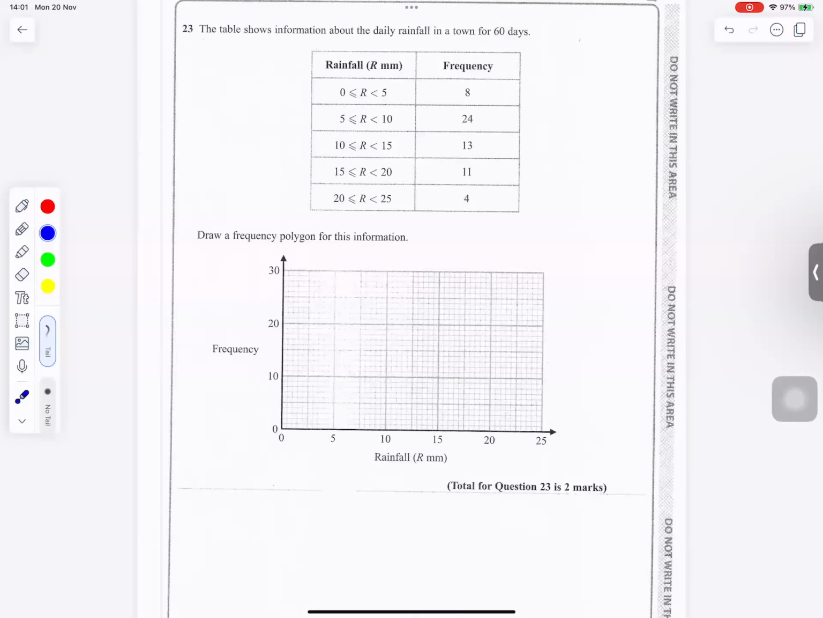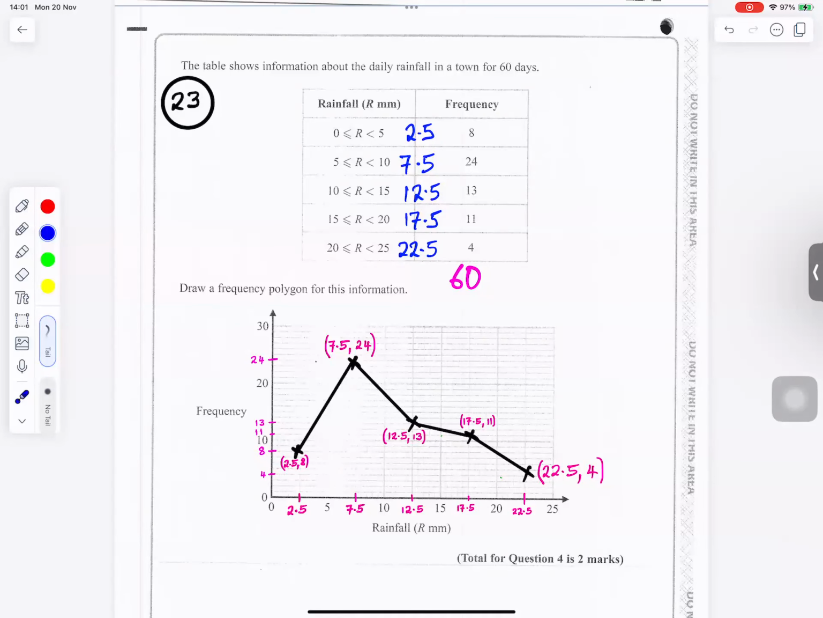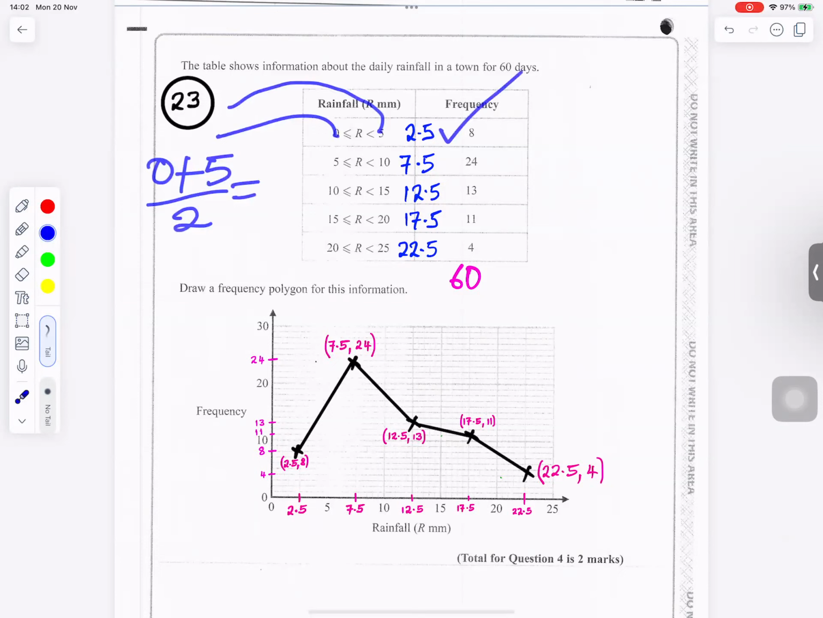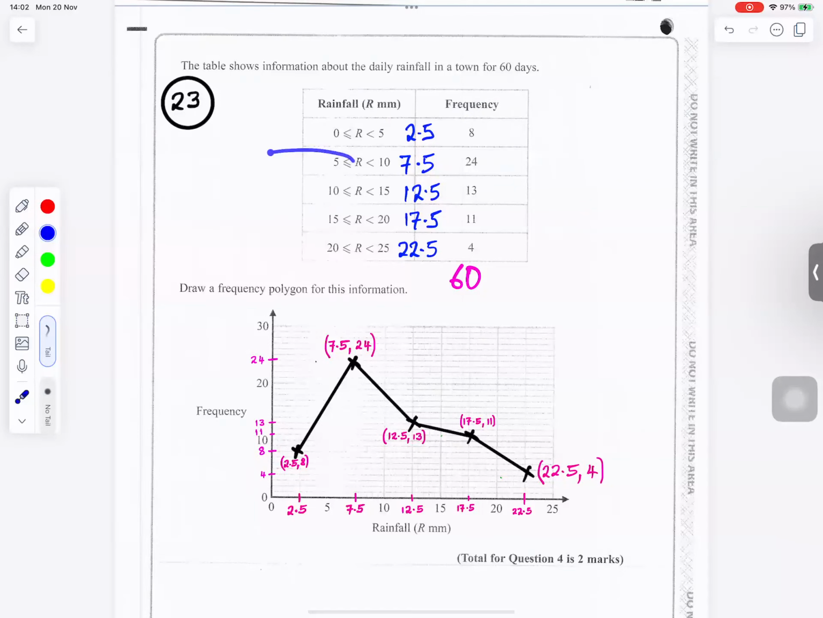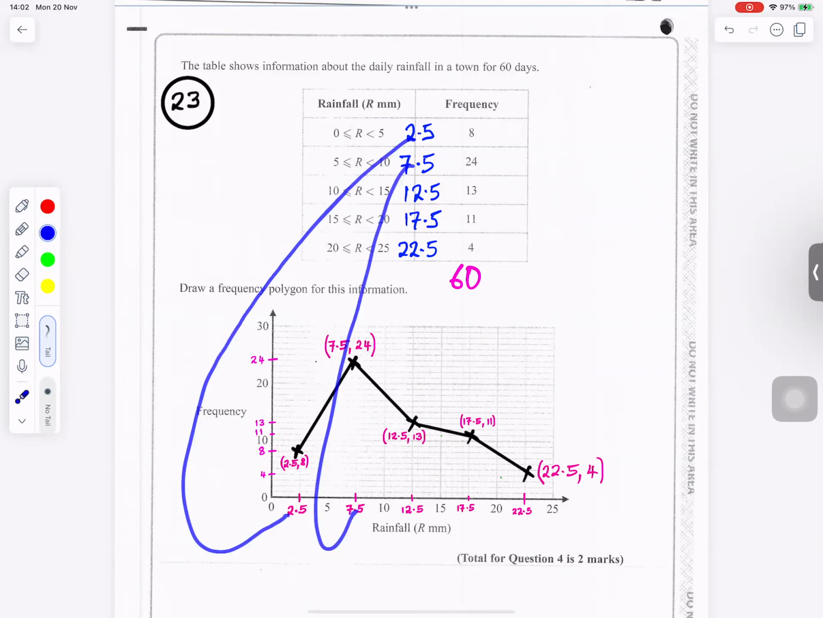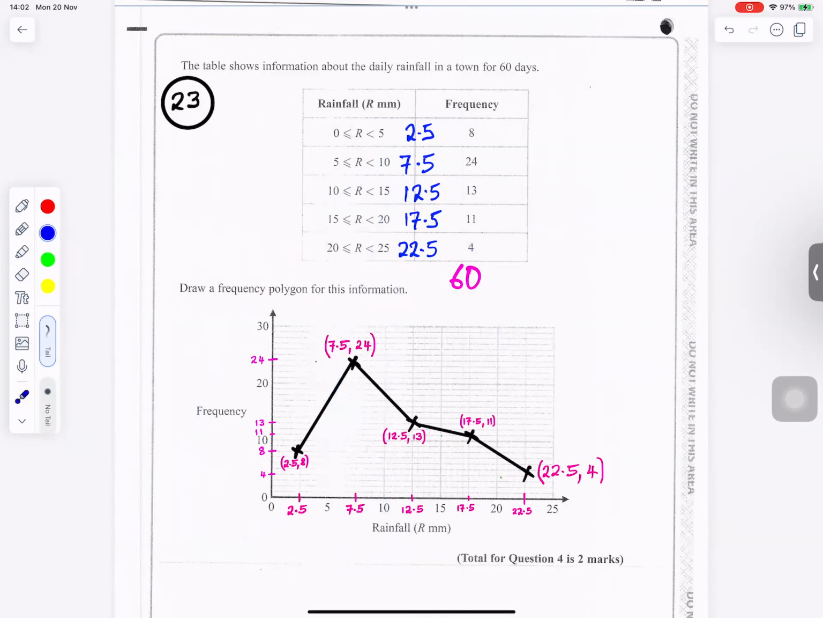Question number 23. They want us to draw a frequency polygon for this information. We find the middle number between 0 and 5. So 0 plus 5 divided by 2 is 2.5. The middle number between 5 and 10, 5 plus 10 divided by 2, is 7.5. So we find those middle numbers and we mark them on the graph: 2.5 there, 7.5, 12.5, 17.5. We plot it against those numbers.